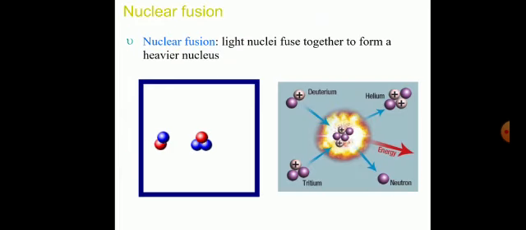Now the next topic is the nuclear fusion. The nuclear fusion is the process in which the light nuclei fuse together to form a heavy nucleus. We can see in the figure that when the deuterium and tritium nucleus combine, then we get the helium as a product, a lot of energy and a neutron.